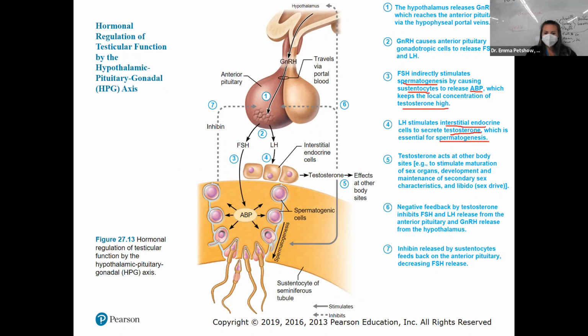So we have two major ways of getting testosterone high locally. Testosterone is then going to act on other body sites to stimulate maturation of sex organs, development and maintenance of secondary sex characteristics, and libido. There is some negative feedback by testosterone, which inhibits FSH and LH, and also GnRH release. And then inhibin released locally by sustentacular cells is also going to feed back onto the anterior pituitary, decreasing FSH release. So you have localized and systemic negative feedback control.